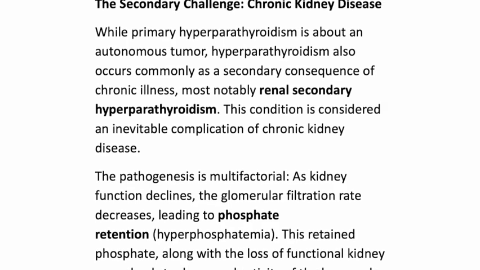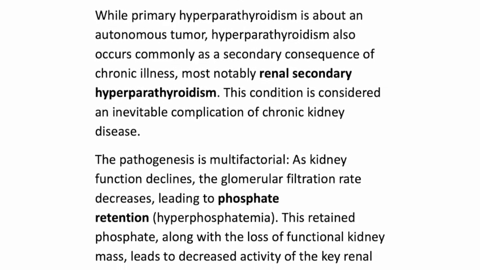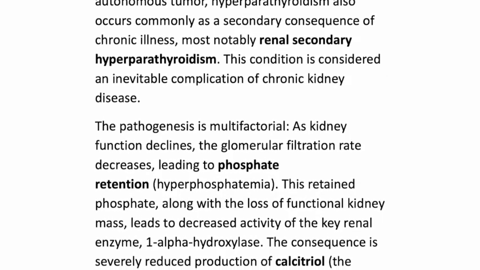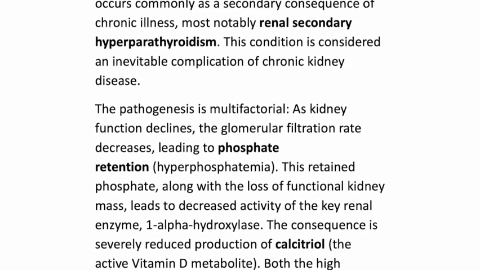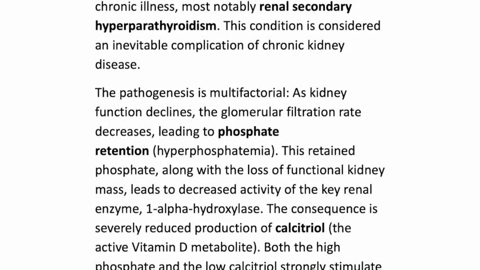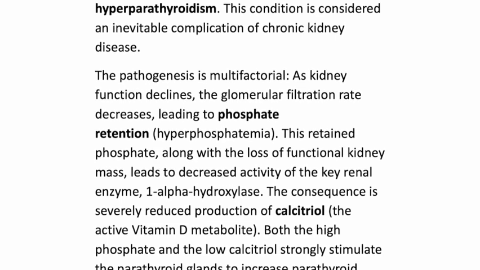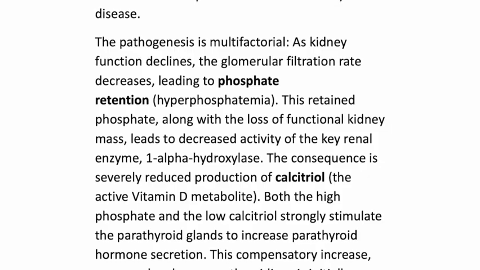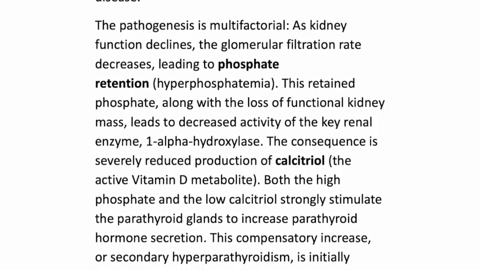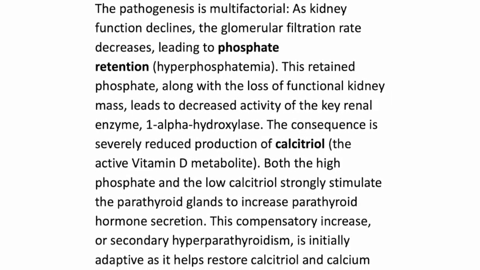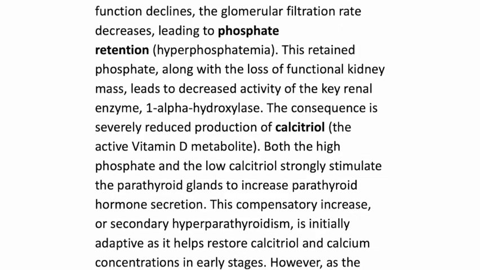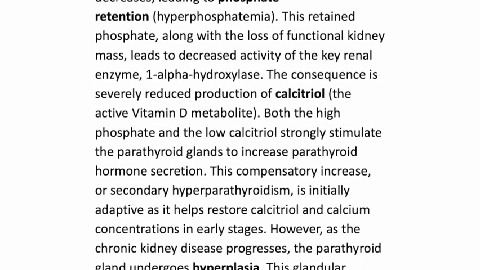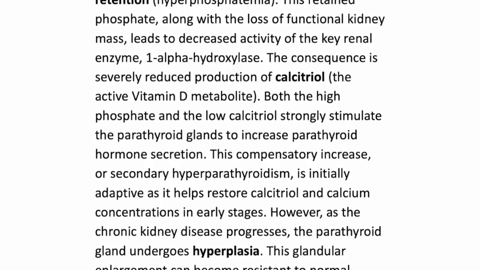The pathogenesis is multifactorial. As kidney function declines, the glomerular filtration rate decreases, leading to phosphate retention, hyperphosphatemia. This retained phosphate, along with the loss of functional kidney mass, leads to decreased activity of the key renal enzyme, 1-alpha hydroxylase. The consequence is severely reduced production of calcitriol, the active vitamin D metabolite. Both the high phosphate and the low calcitriol strongly stimulate the parathyroid glands to increase parathyroid hormone secretion.